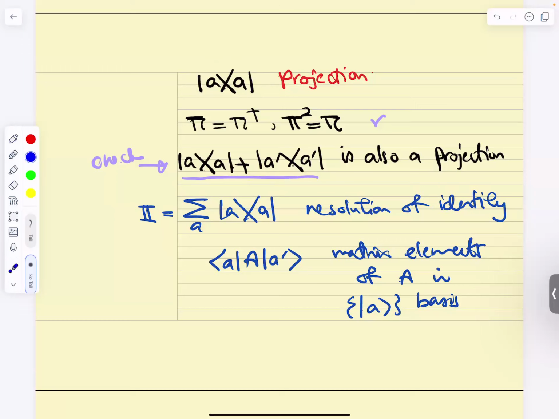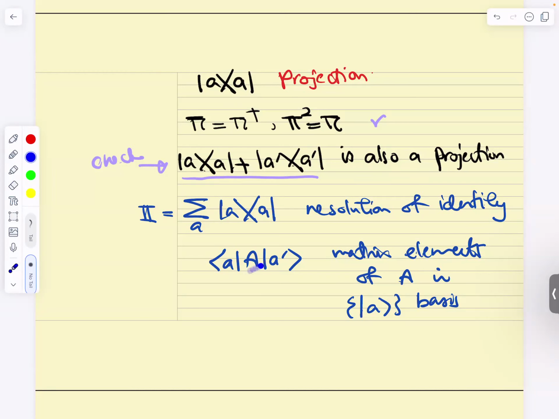Now, if you add all projections corresponding to eigenvectors of a Hermitian operator, what you obtain is the largest projection, otherwise known as the identity operator. This is called a resolution of identity. This equation is very, very useful, and it underlies this modeling of observables in quantum mechanics by matrix multiplication.